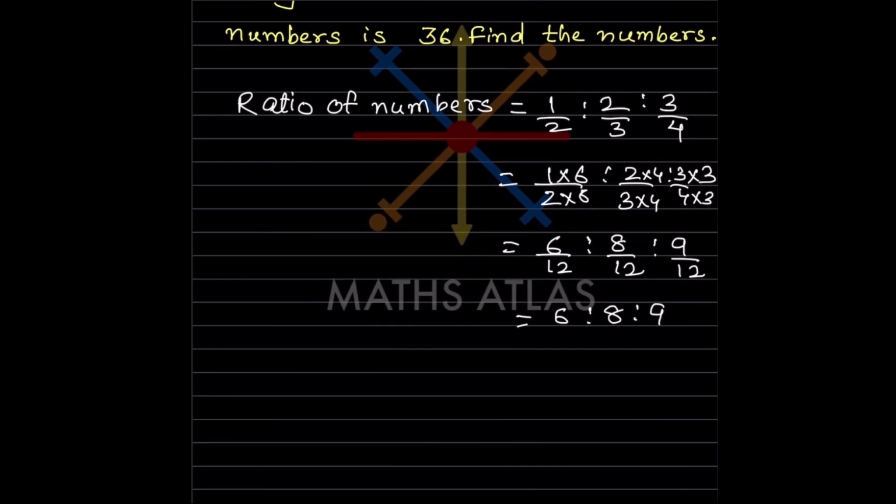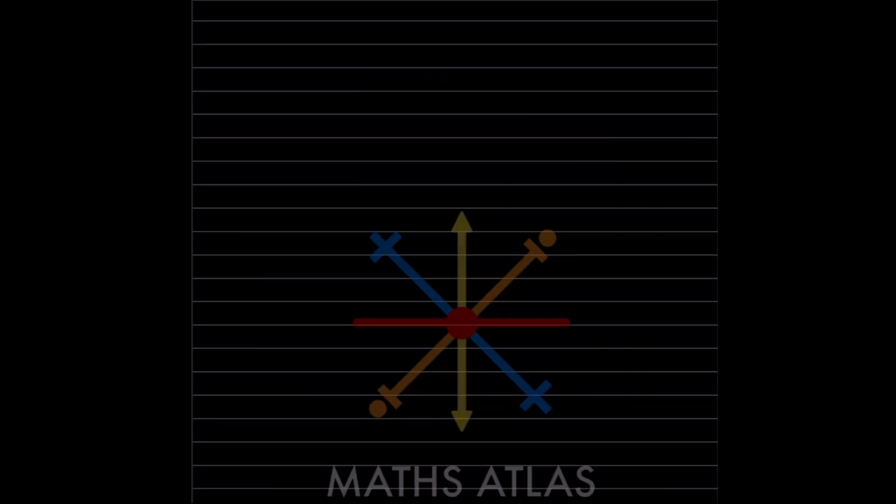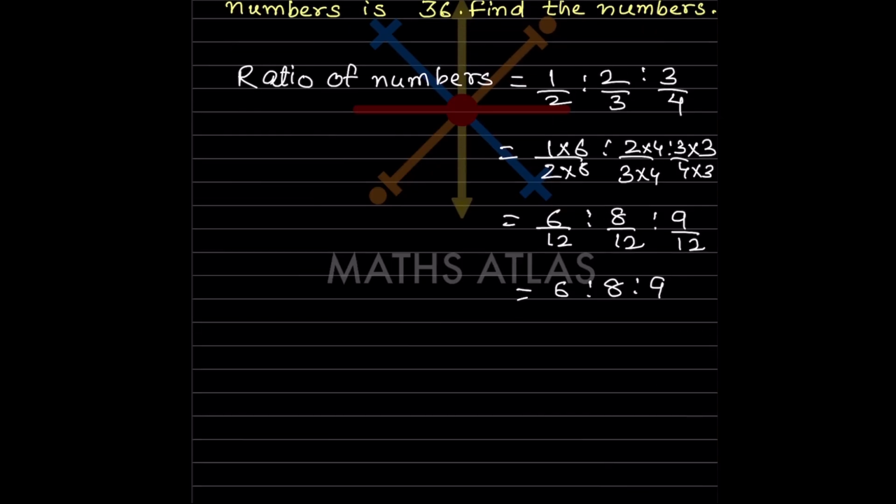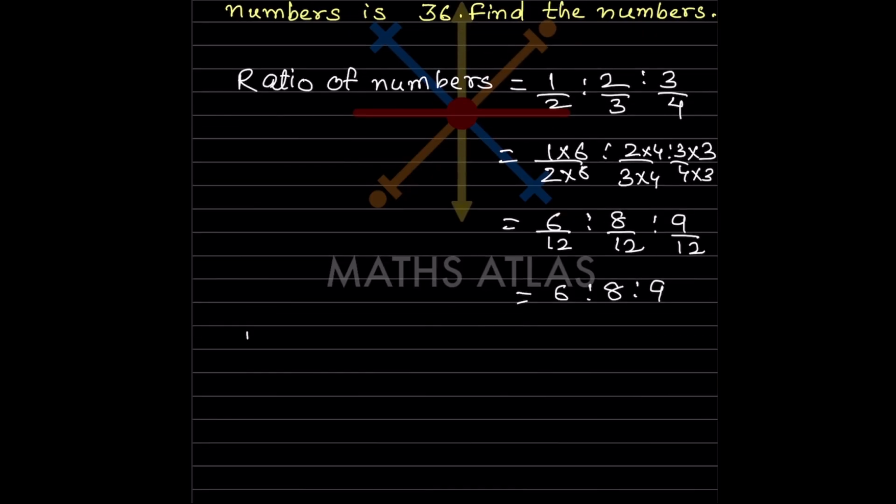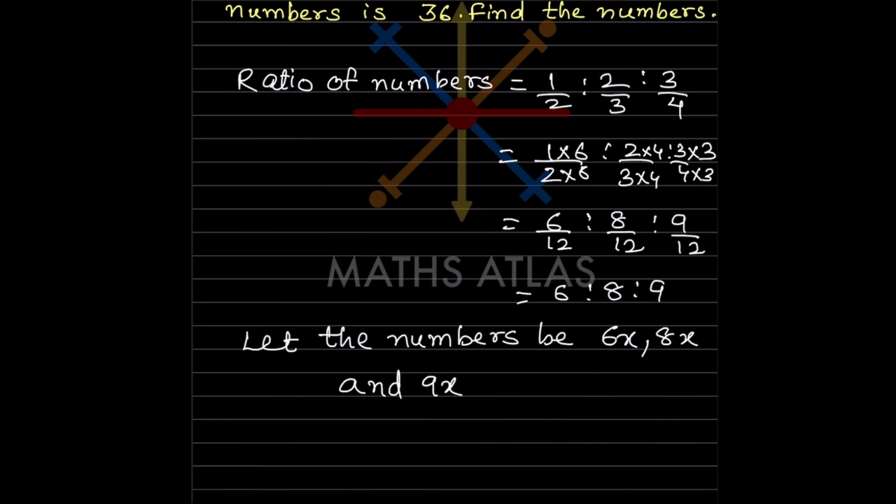So now let us take the numbers. Let the numbers be 6x, 8x and 9x, because we got the ratio as 6 is to 8 is to 9.